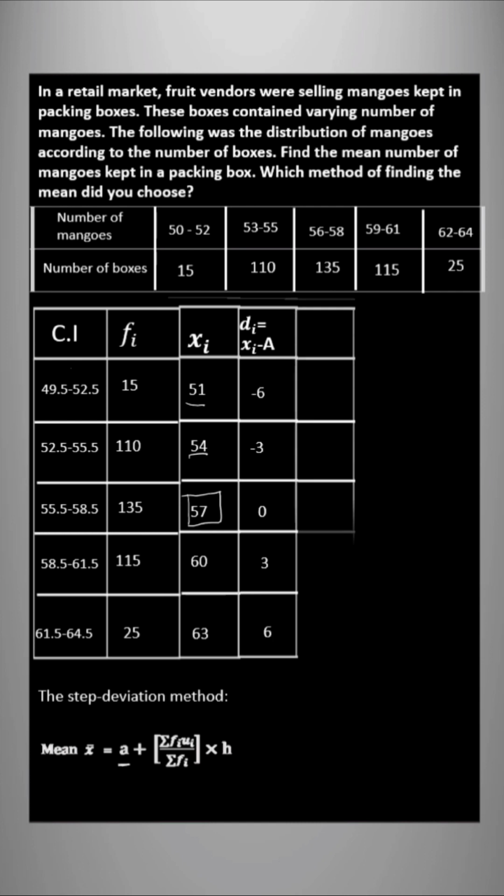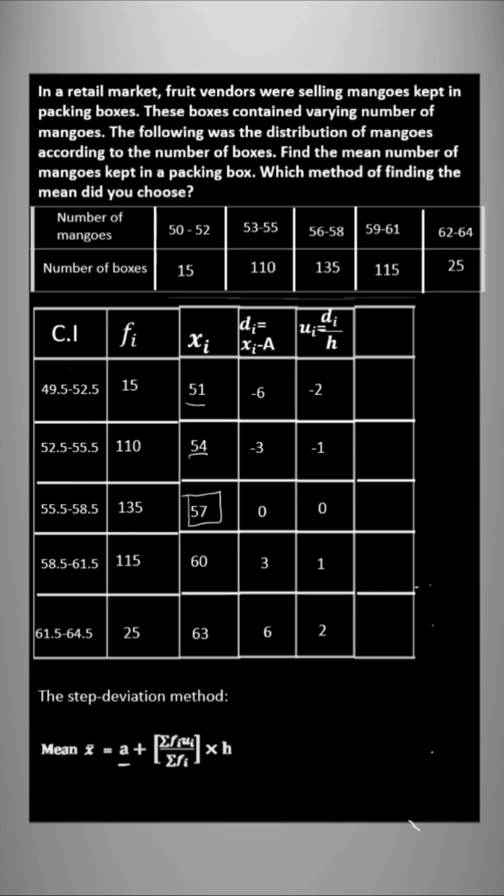Now let us add one more column for ui. You know that ui is equal to di by h. H is 3. Here di is minus 6, minus 6 by 3, what it is? Minus 2. Minus 3 by 3, what it is? Minus 1. 0 by 3 is 0. 3 by 3 is 1. 6 by 3 is 2.